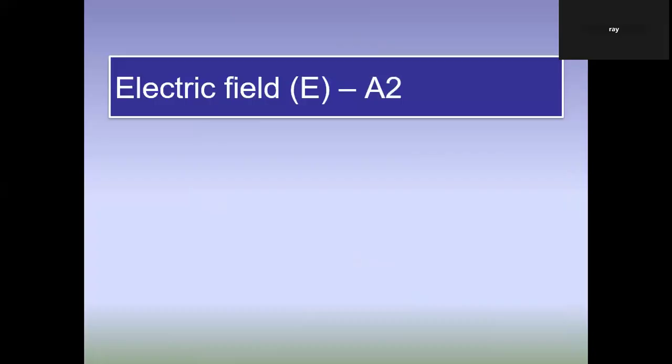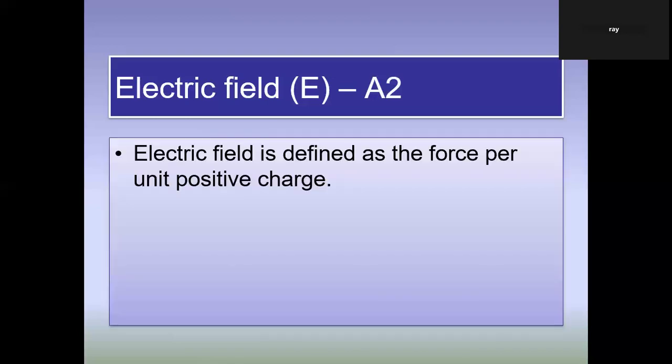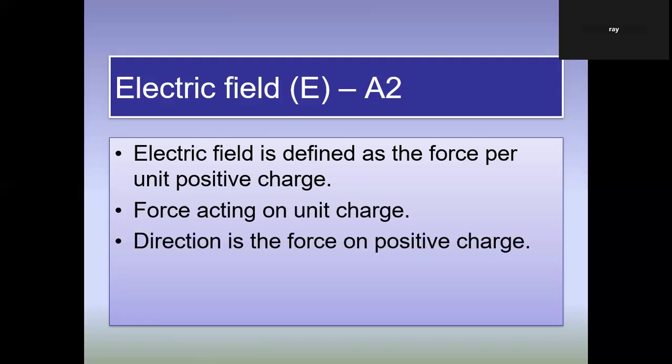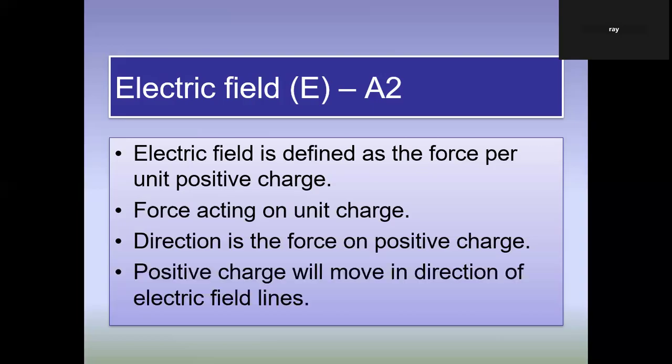Electric field used to be in AS, but now it has been transferred to A2. But let me go over it roughly with you so that you have some idea. You won't be tested. Electric field is defined as force per unit positive charge. That means the force acting on a unit positive charge. The direction is the direction of the force on the positive charge. Just like the gravitational field, which is always downwards onto the Earth's surface, this is the direction in which the object will move. A positive charge will move in the direction of the electric field lines.